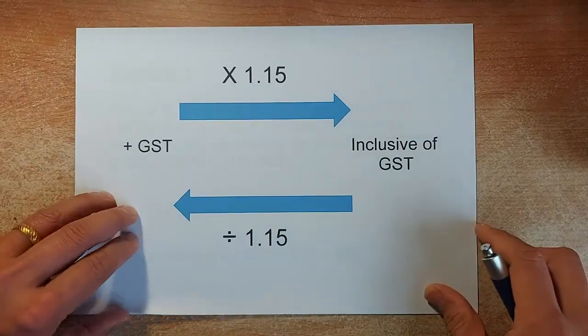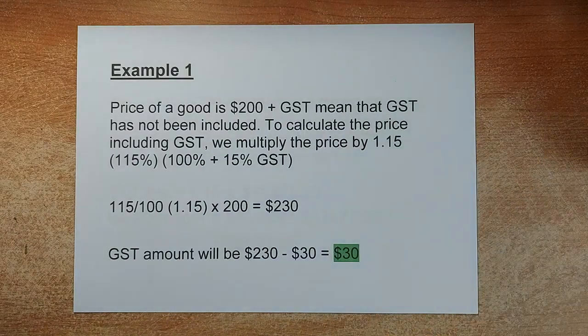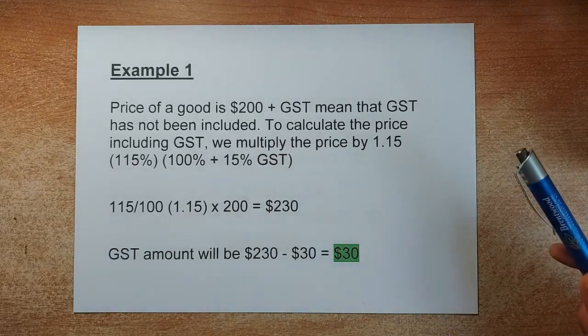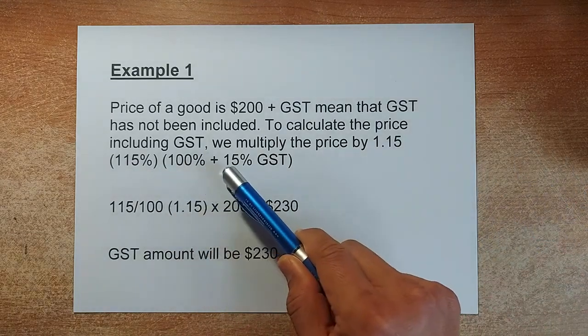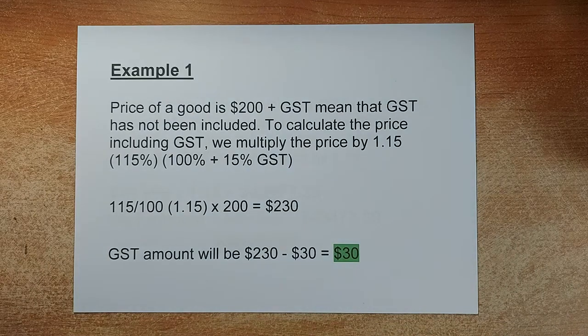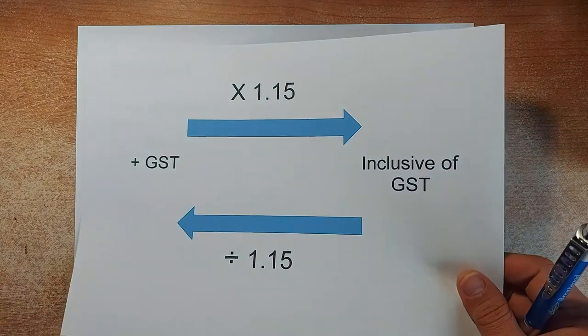So let's look at an example. Okay, so the first example looks like that. Okay, so the price of a good, say for example, something costs $200. Okay, plus GST means that the GST has not been included. Okay, so you must add the 15% on top of the 200. Okay, to calculate the price with GST, we multiply the price by 1.15. So we're going to multiply by 1.15, and I'm going to explain why.